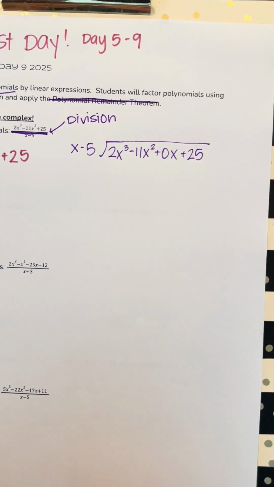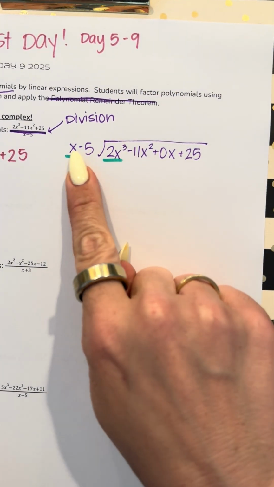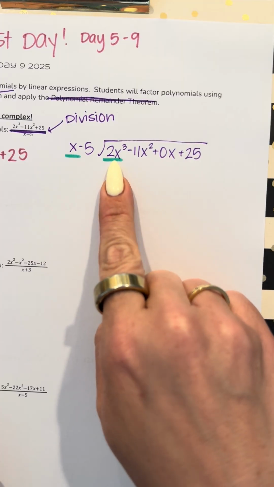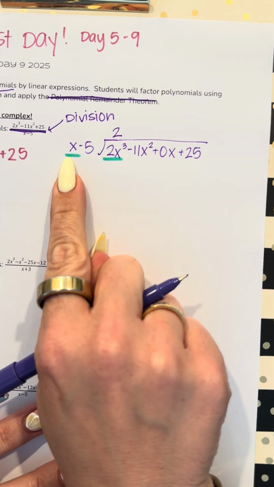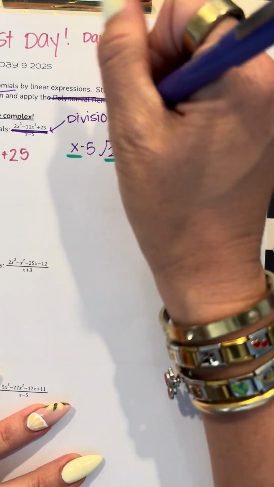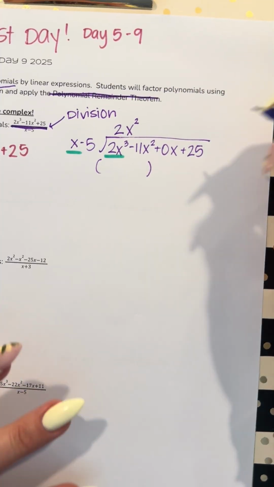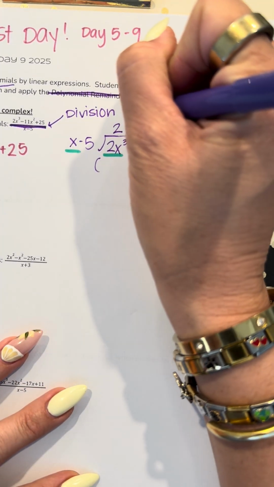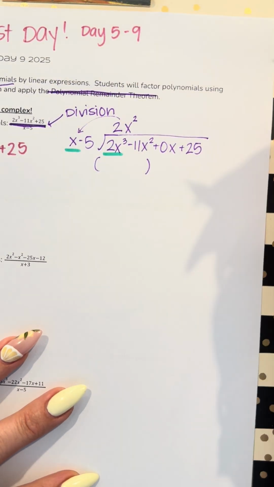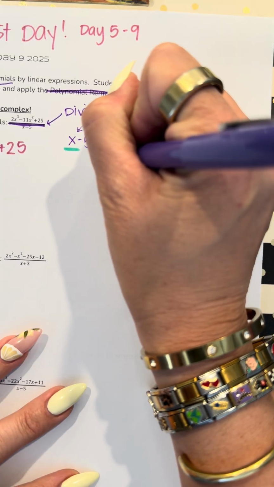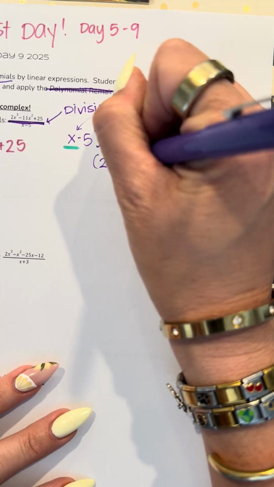So again, I'm always looking at this front term and this front term and saying, how would I go from x to 2x cubed? So x, just a single 1, to 2 would get me 2. And to go from just x to the first to x to the third, I would have to multiply by x squared. Now this is my step where I multiply. And I am literally multiplying this term to everything here. So 2x squared times x is going to be 2x cubed. And 2x squared times negative 5 is going to be negative 10x squared.